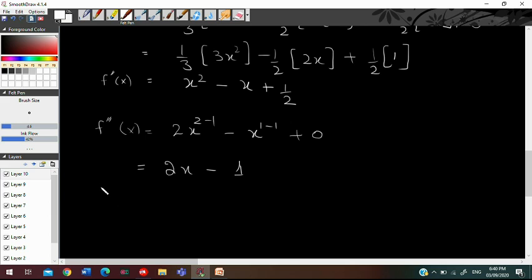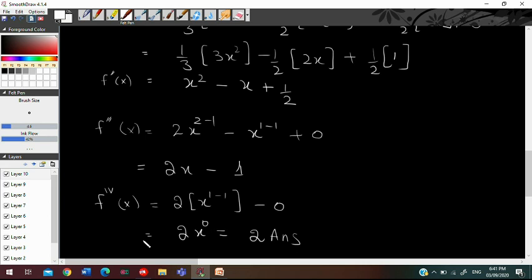Now when we apply the derivative again, the fourth derivative of this function: 2 is a constant, so 2 x^(1-1), and 1 is a constant, so the derivative of 1 is 0. So the answer is 2, because here we have x naught, so 2.